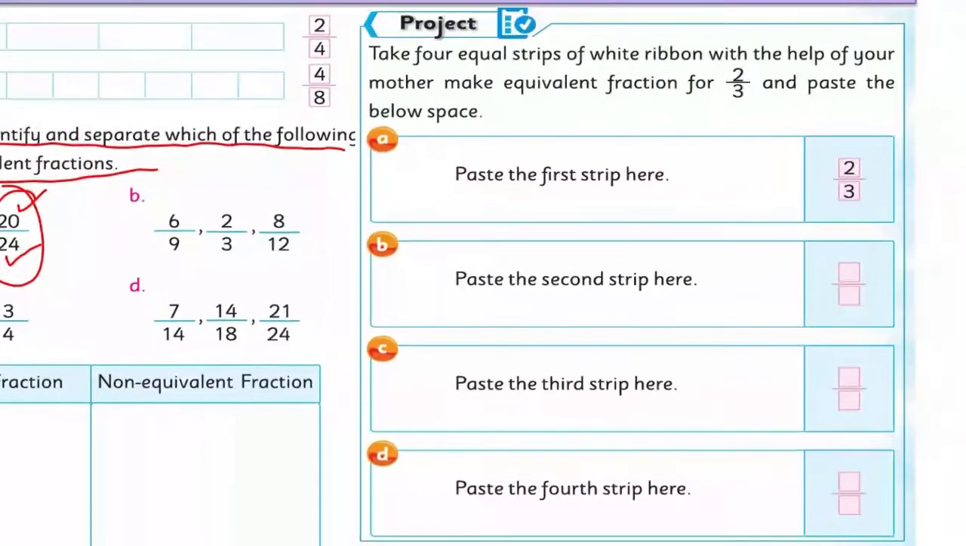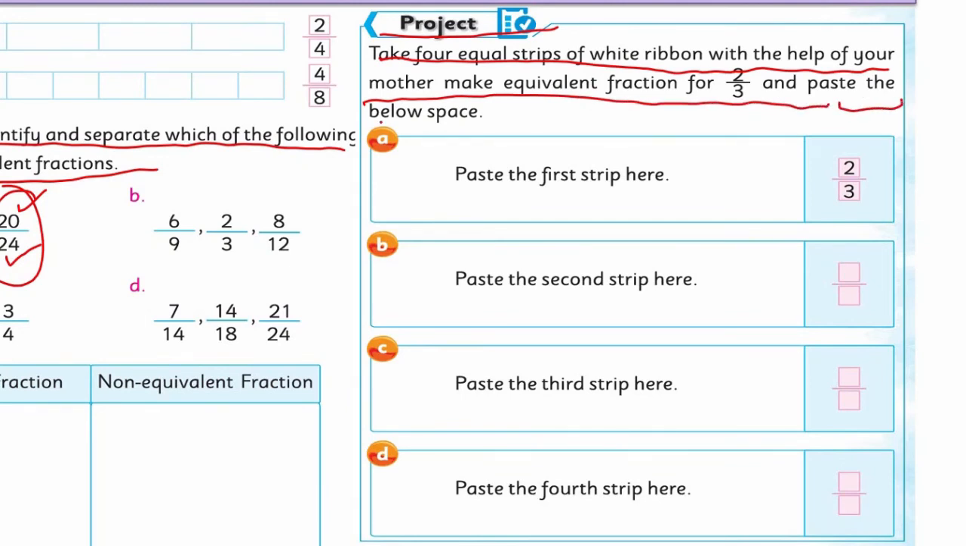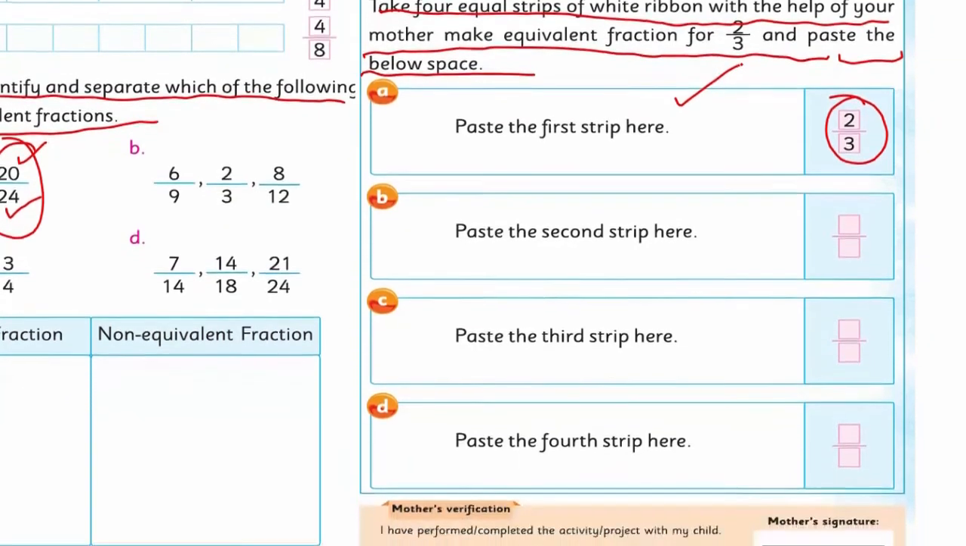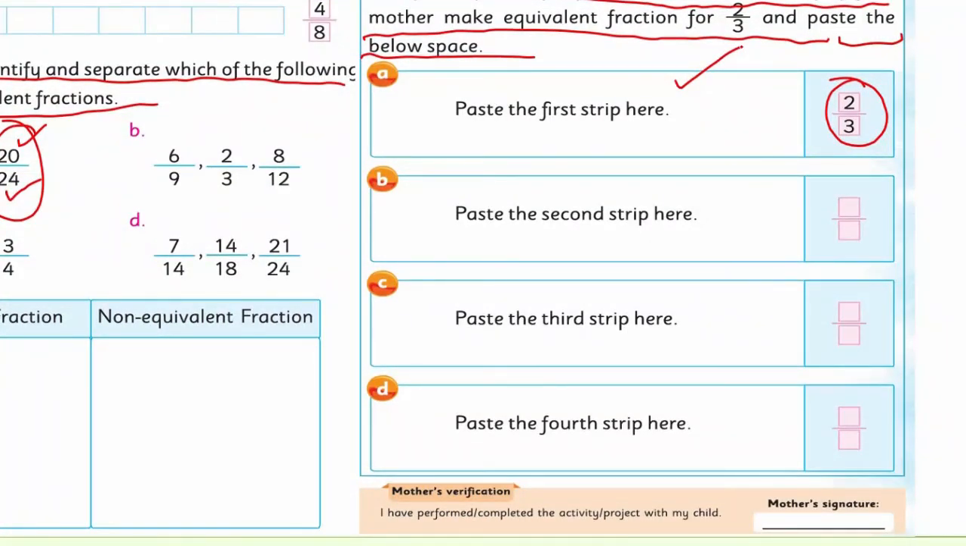And you have to complete this project on the next page with your mother. Take 4 equal strips of white ribbon with the help of your mother. Make equivalent fractions for 2/3 and paste them in the space below. So you have to paste your strips over here, 2/3. You have to take a ribbon and make the fractions accordingly. You can take help from your mother. After completing this, your mother has to sign over here. This is your mother's verification that she has done it with you.